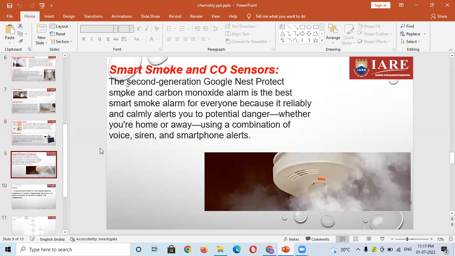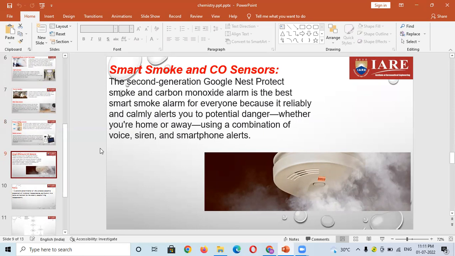And coming to the next type of sensor, smart smoke and CO sensors. The second generation Google Nest Protect smoke and carbon monoxide alarm is the best smart smoke alarm for everyone because it reliably and calmly alerts you to potential danger whether you are home or away, using a combination of voice, siren, and smartphone alerts. So these sensors are very useful when there is a fire accident or an unusual event.